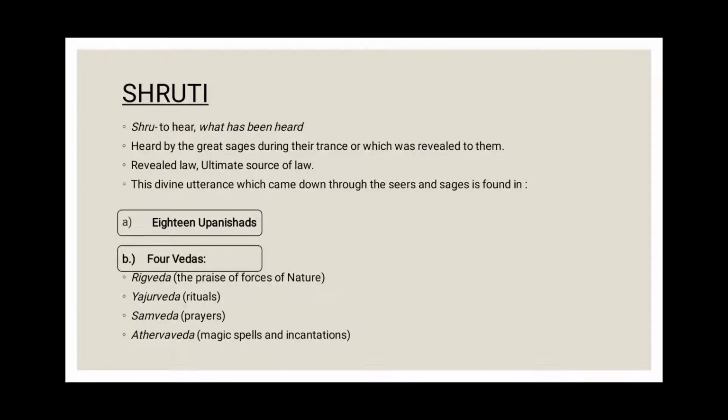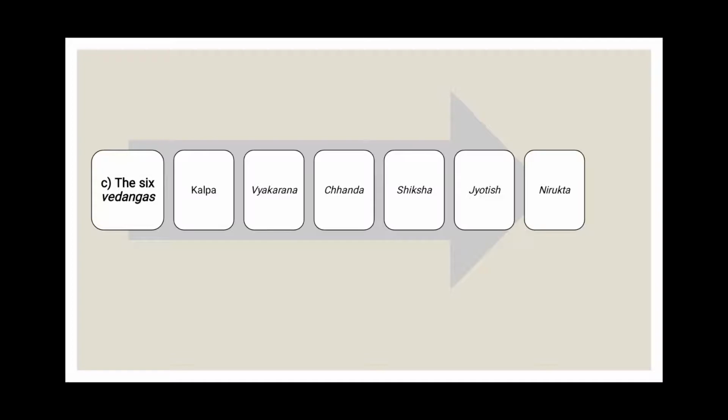This divine utterance, which came down through the seers and sages, is found in the following: first, 18 Upanishads; second, 4 Vedas. It is very important here to know the 4 Vedas. The first is Rig Veda, which is rich in mantras and includes the praise of forces of nature. The second is Yajur Veda, which includes the rituals. The third is Samveda, which includes the prayers, and the fourth, Atharva Veda, was added much later and includes magic spells and incantations. Third is the 6 Vedangas, that is the appendages to Vedas.